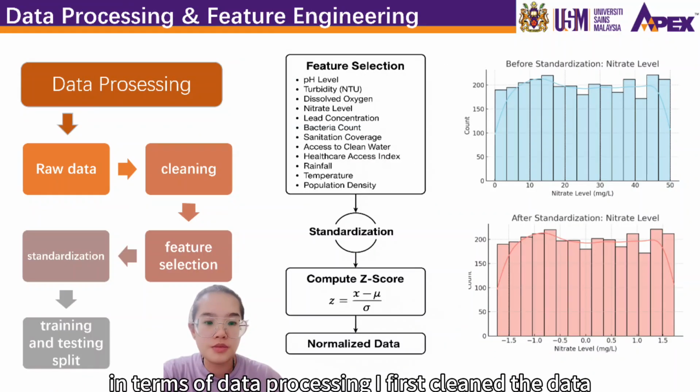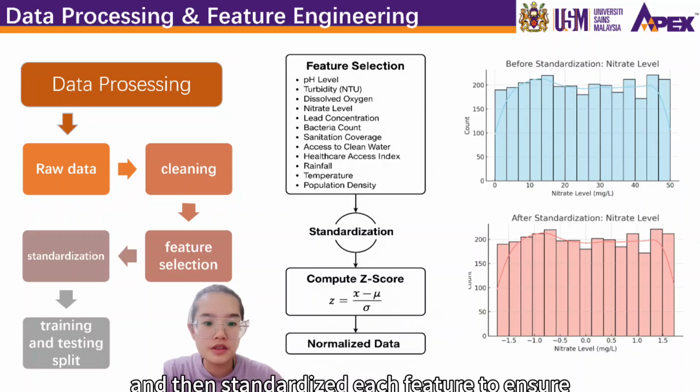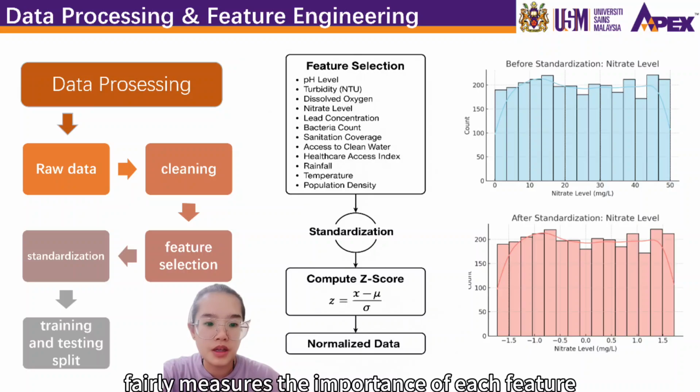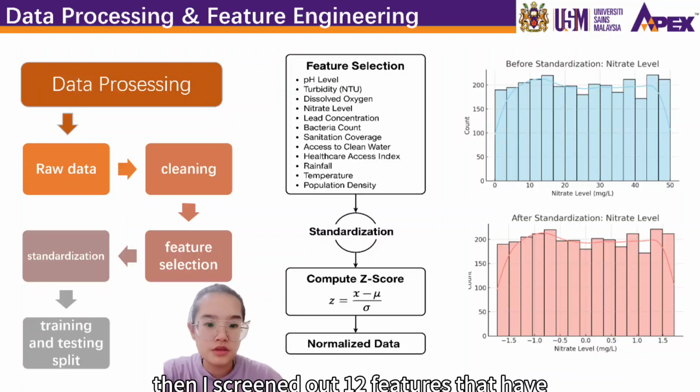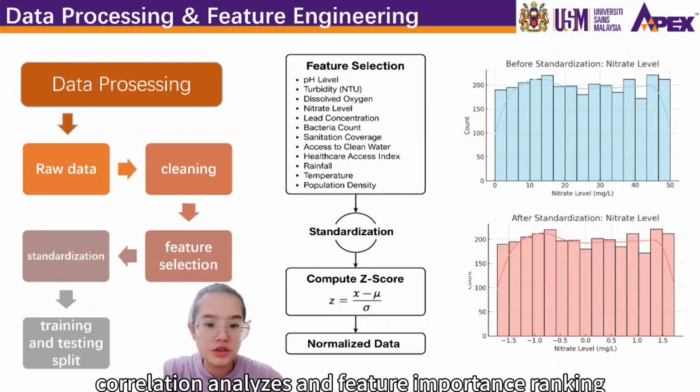In terms of data processing, I first cleaned the data, removed missing values and outliers, and then standardized each feature to ensure the model can fairly measure the importance of each feature. Then I screened out 12 features that have greater impacts on diarrhea prediction through correlation analysis and feature importance ranking.